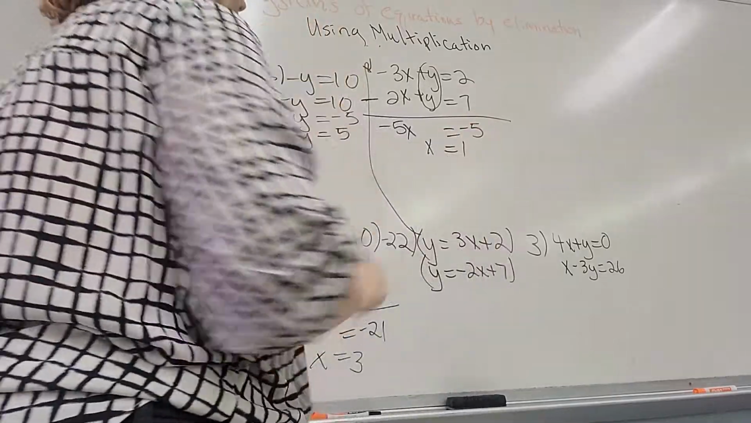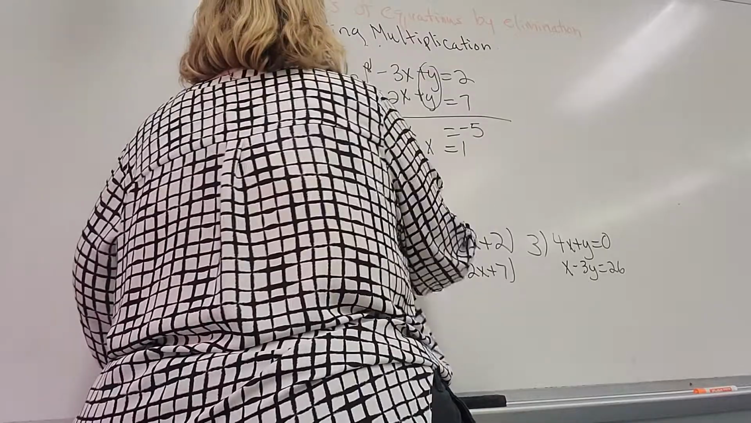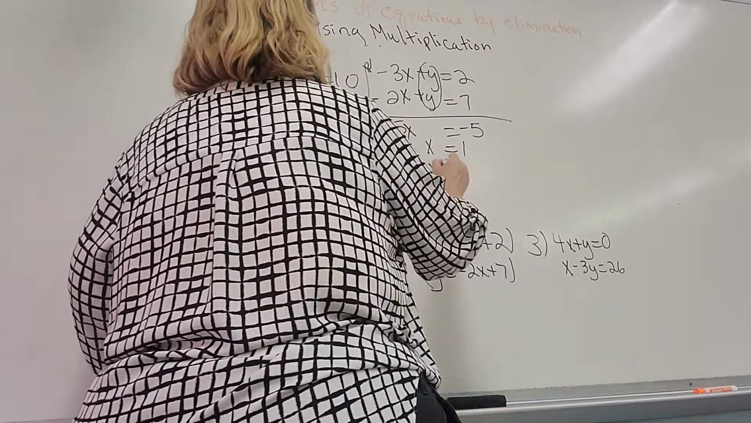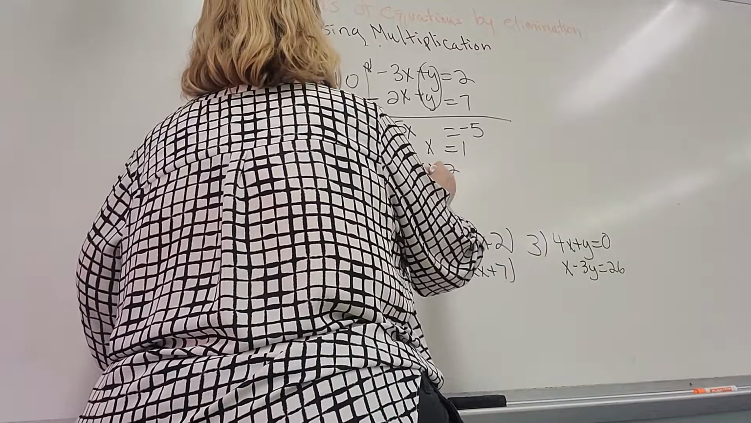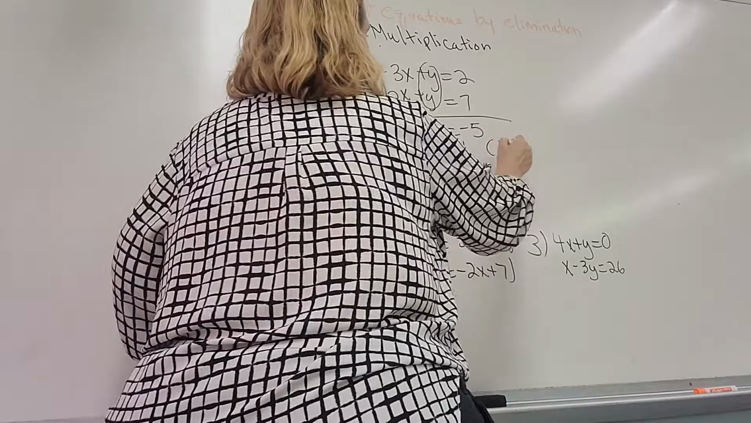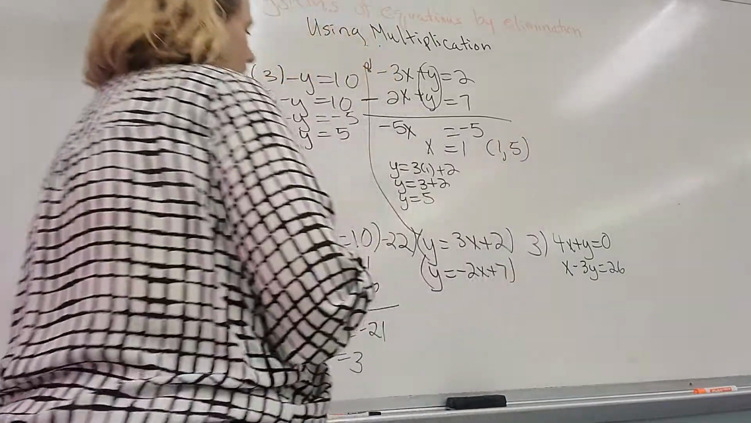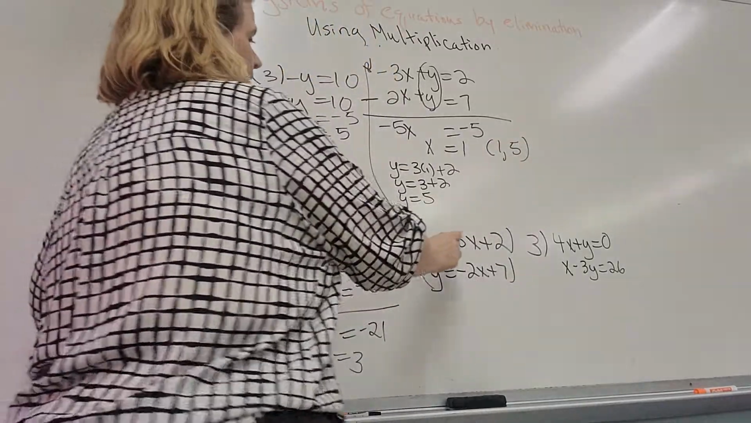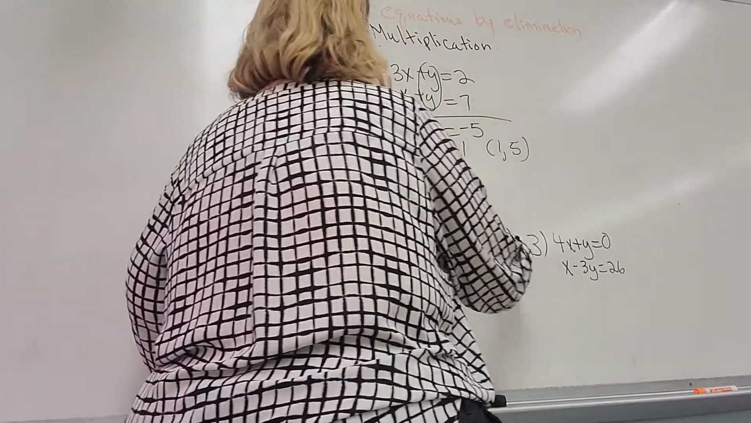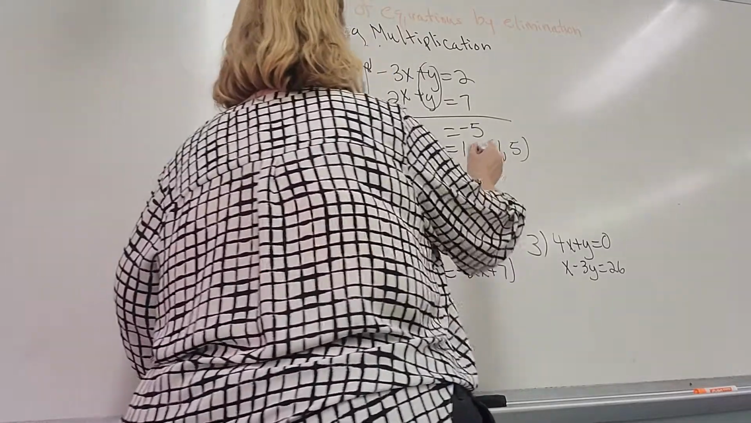Going back to one of the originals to find out what y is, y equals 3 times 1, putting 1 in for x, plus 2. So y equals 3 plus 2, y equals 5. 1, 5. We're going to check that in the originals. So 3 times 1 is 3 plus 2 is 5. -2 times 1 is -2 plus 7 is 5 also, so it does work.